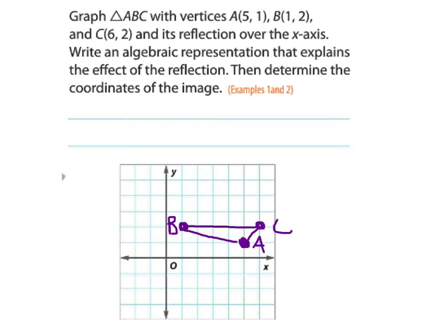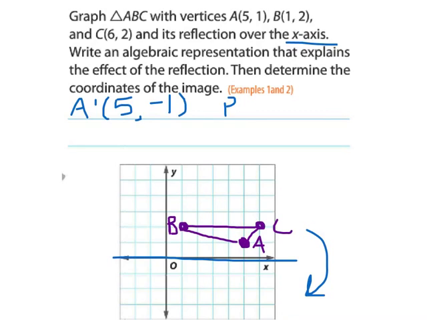Okay, we've graphed ABC. They want it over the x-axis, so you know it's going down here. X-axis, we multiply the y by -1, and the x stays the same. So x is going to stay the same. 2 becomes -2. And C, 6, and then 2 becomes -2.